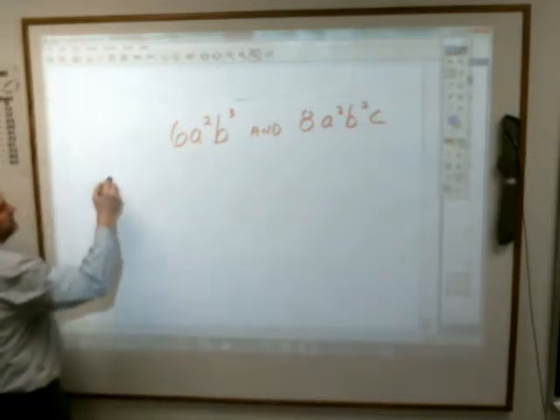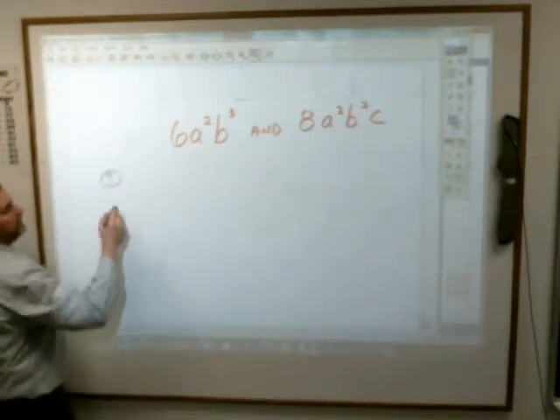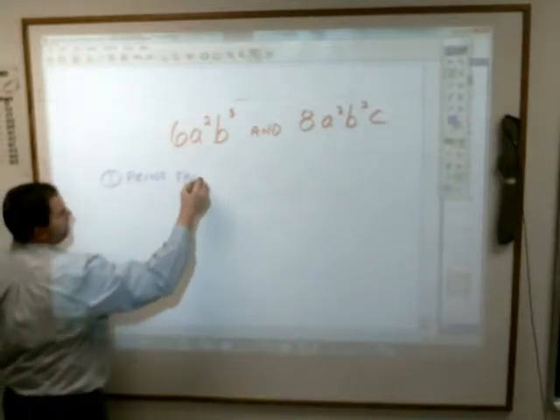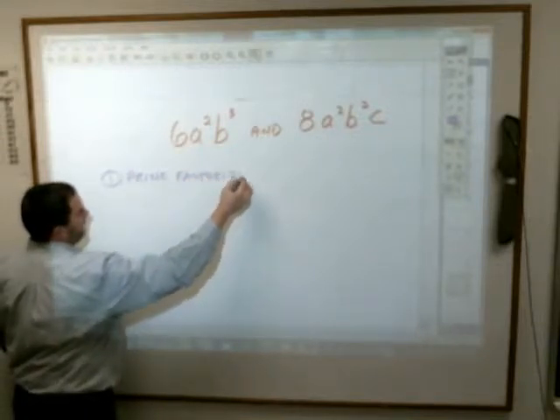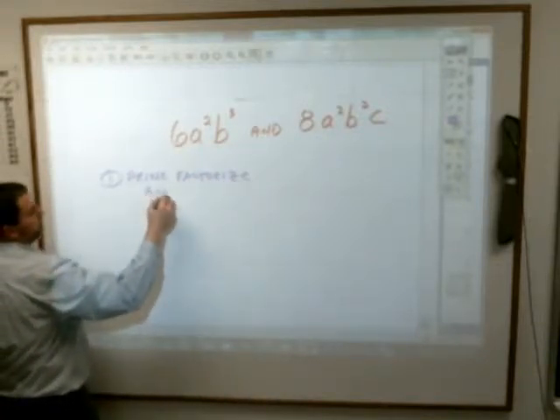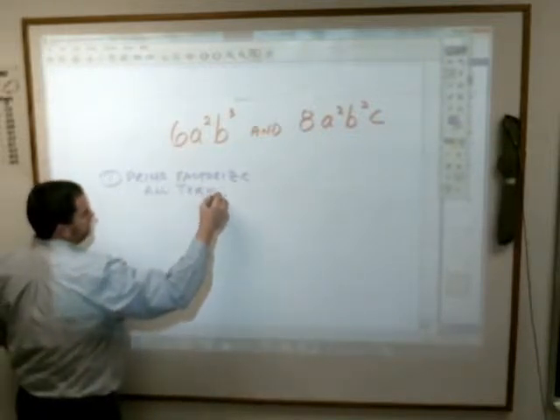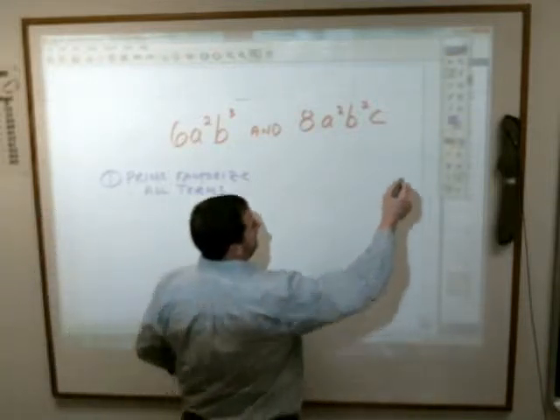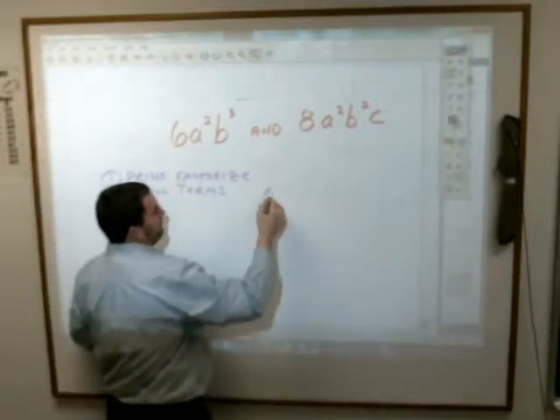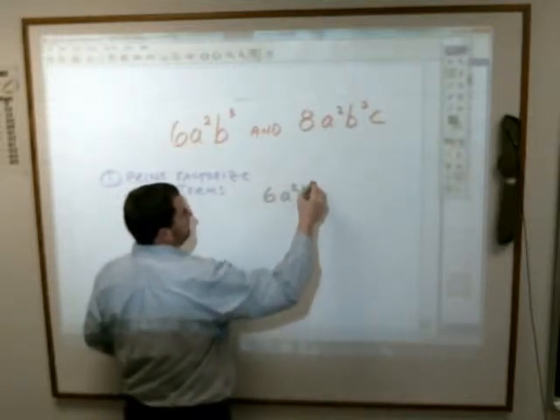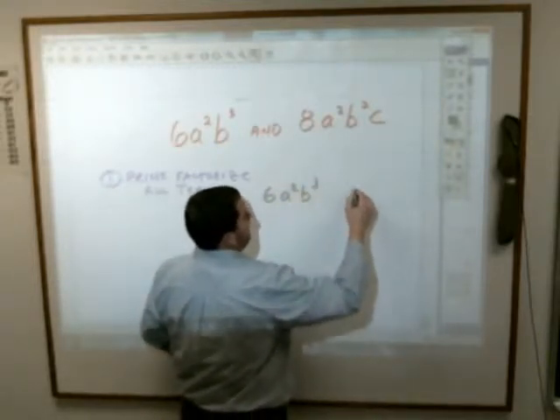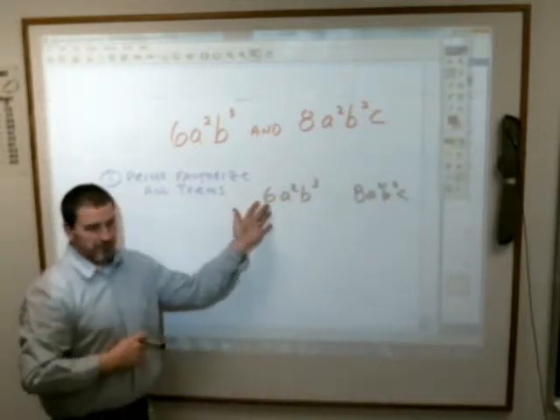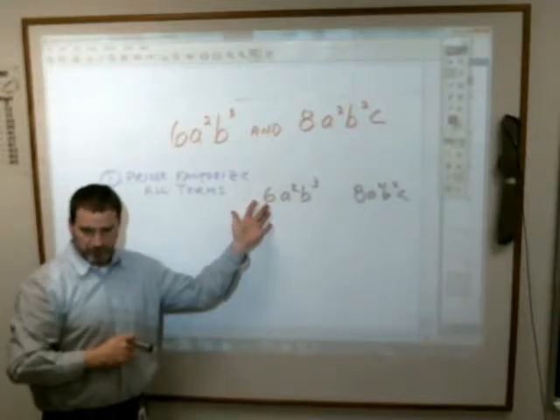So here is step number 1. You want to prime factorize all terms. And again, this will take a long time. When you get down to really doing it, it won't take hardly any time at all. So if I'm prime factorizing 6a squared b cubed, and my other one is 8a squared b squared c. Well, what times what gives me 6, using prime numbers? Anybody? 2 times 3, right?